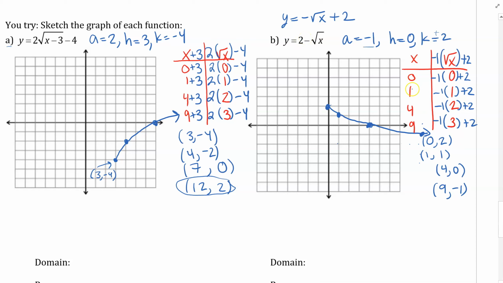So here's my table. The x's didn't change because H was 0, so there's 0, 1, 4, 9, the positive perfect squares. And my y values, I took their square roots, 0, 1, 2, 3, and then I multiplied all of those by A, the negative 1, and then added K, added 2. And so I got the points (0, 2), (1, 1), (4, 0), (9, negative 1). And I was able to plot all those. The (9, negative 1) went off the grid a little bit, but not too much where I couldn't fit it in the graph.